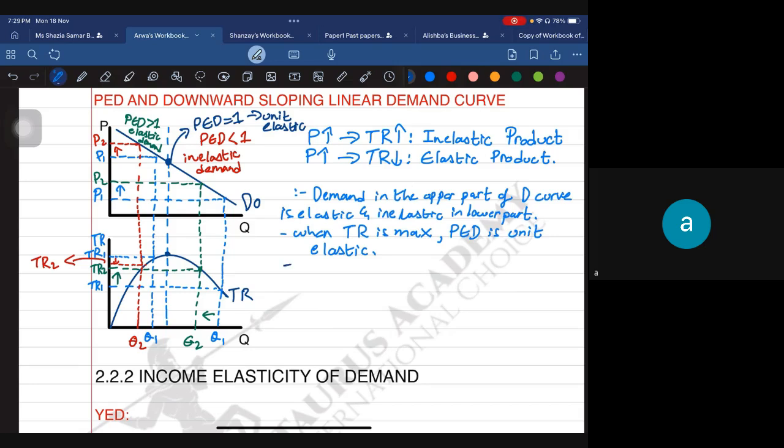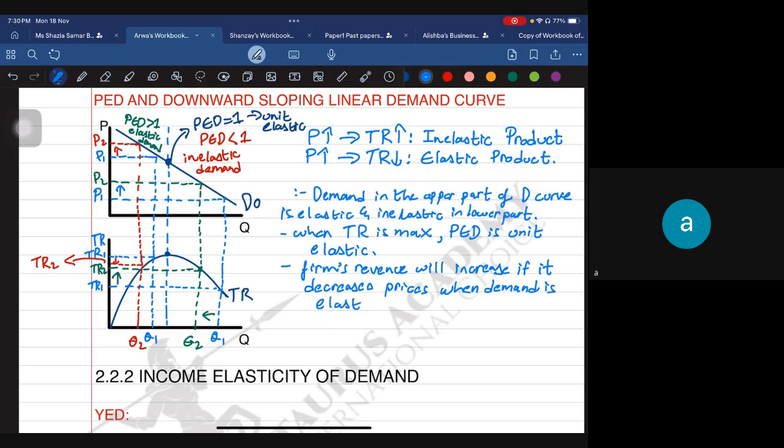Next thing is firm's revenue will increase if it decreases price for elastic demand. In the upper part of the graph, demand is elastic. Very good. So that is the only way of making the profits. If you want to make a profit, firm's revenue will increase if you do one thing, and that is decrease the price. That is what you need to do here.